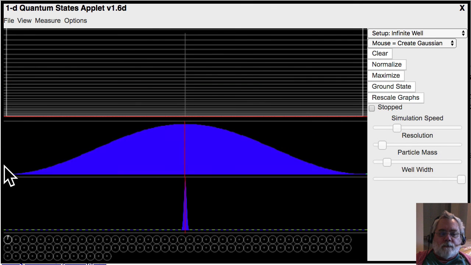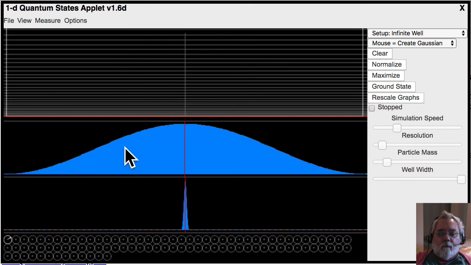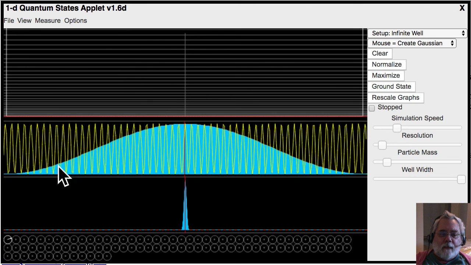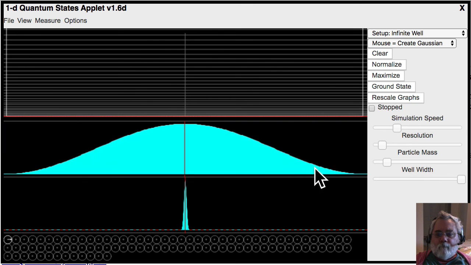Now, this second section here, I currently have it showing us the probability density. So that's this curve. And you see that the color is changing. That's the phase. Phase is getting mapped to colors. I'll change this a little later and show you different things.